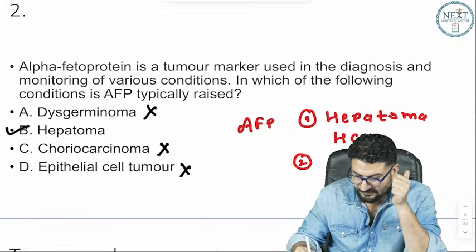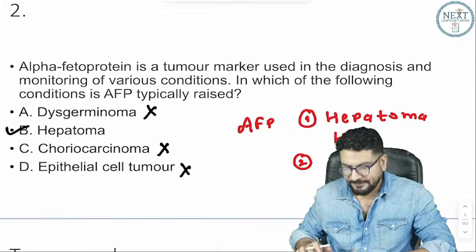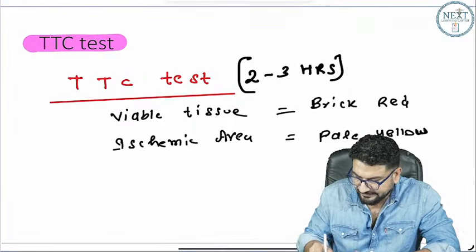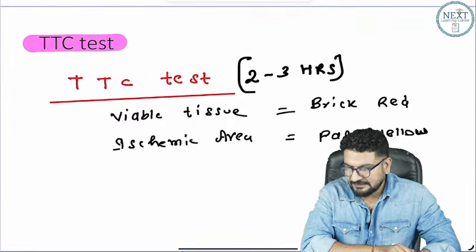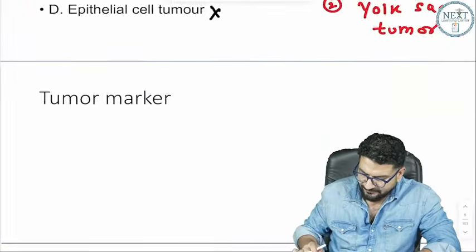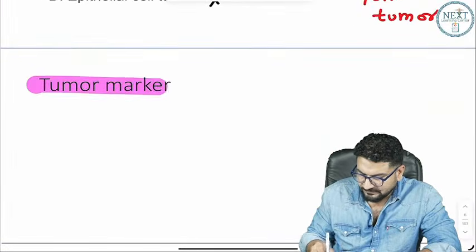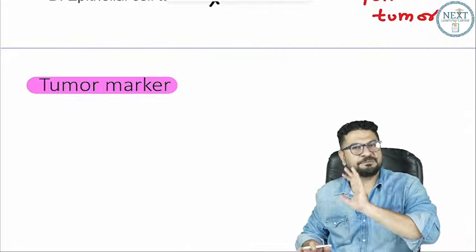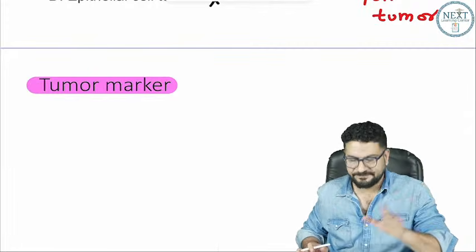The next important topic: I am telling you not only the questions but also the important topics. So the first important topic is you have to focus on the TTC test. Clear? The second important topic which we have to discuss is tumor markers. They ask you questions on various tumor markers. So I'll tell you only the few important ones.